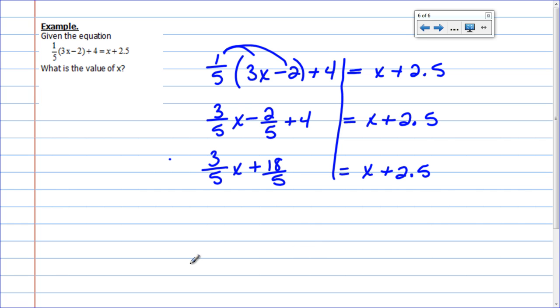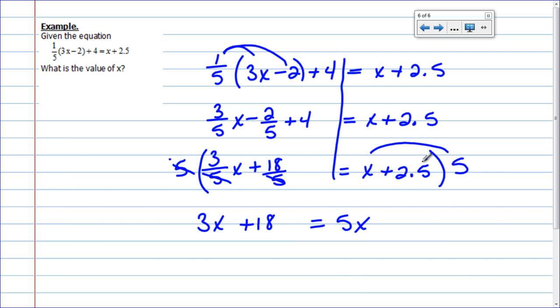Now I've got fractions. I don't want to deal with them, so I want to clear them out. So the next thing I'm going to do is I'm going to multiply everything on both sides by 5 so that I can get rid of these fractions. So this side just becomes 3x plus 18 is equal to, and this side becomes, I have to do this, so that's 5x, and then I have to do this, so I have 2.5 times 5, which becomes 12.5. So here's my equation.